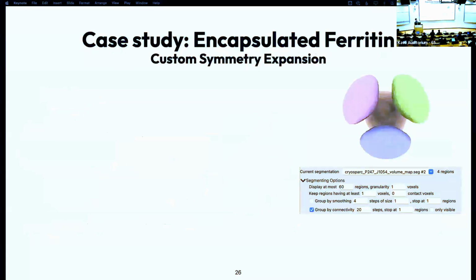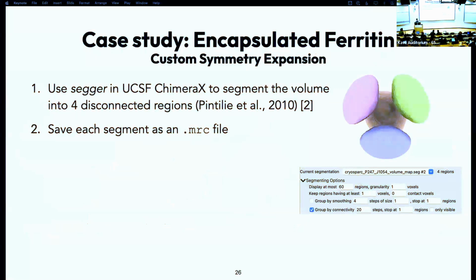Okay, so now we're going to go into the guts of how we're actually going to do this custom symmetry expansion process. Using ChimeraX's Segger tool, I created 4 mask bases, each of them surrounding one of the encapsulated ferritin units. Segger is actually quite an excellent map segmentation tool. It's developed by one of our speakers on Wednesday, Greg Pintilie, and it's conveniently built into UCSF ChimeraX, called either Segment Map or Segger.